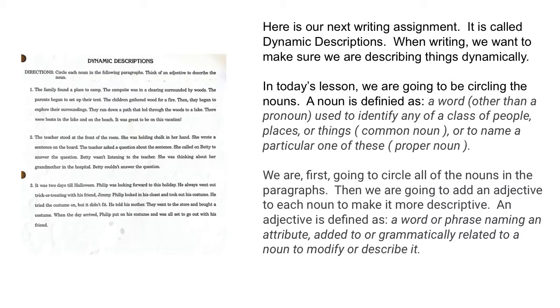A noun is defined as a word other than a pronoun used to identify any of a class of people, places, or things, common nouns, or to name a particular one of these, a proper noun. Remember, common nouns are not capitalized, but proper nouns are. First, we are going to circle all of the nouns in the paragraphs. Then we are going to add an adjective to each noun to make it more descriptive. An adjective is defined as a word or phrase naming an attribute added to or grammatically related to a noun to modify or describe it.